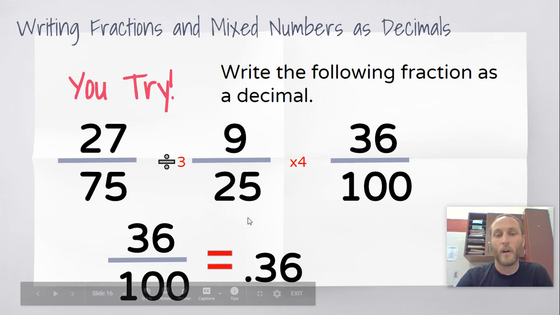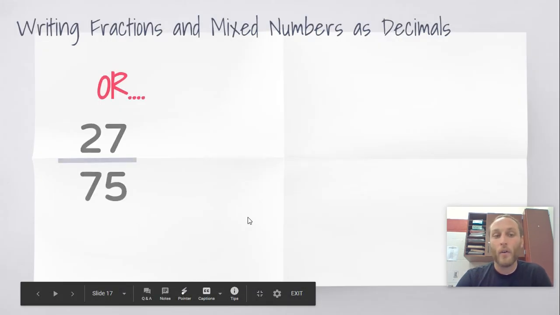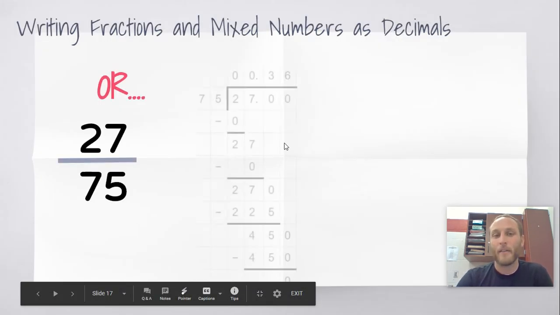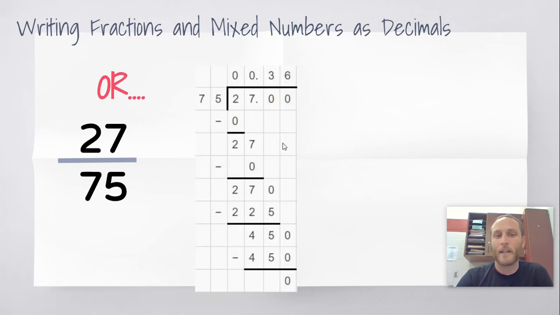So I tried method 1 on that example there. Or again, you could divide them out. So if I did a long division problem, I could do 27 divided by 75, and I could work out the long division here, and we can work through some of these in class, and I still would have gotten 0.36. Okay, so 36 hundredths is still going to be my final answer.